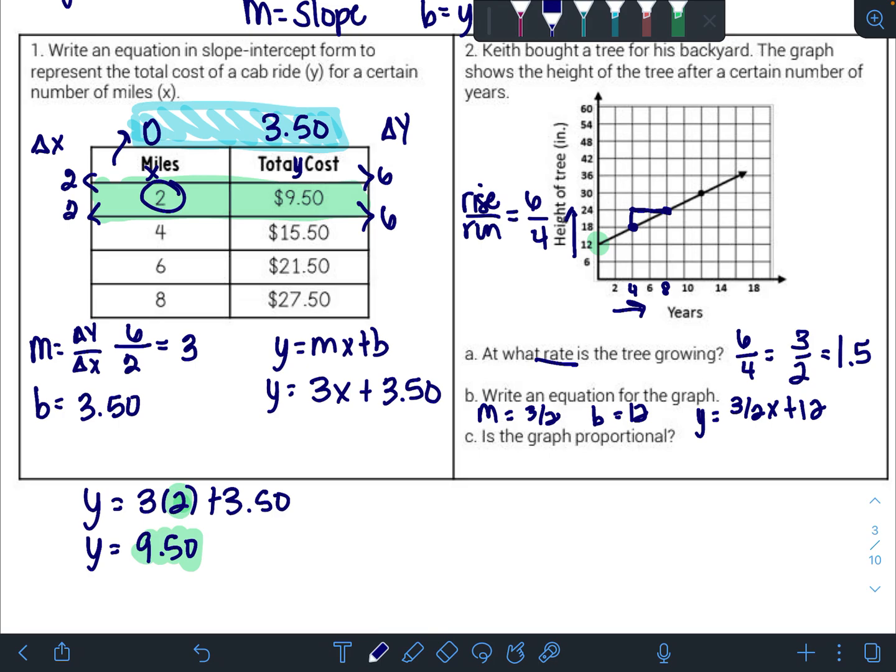And then it says, is the graph proportional? So remember, don't get proportionality and functions confused. Functions are just determining if my x's repeat. Proportionality means that the graph has to go through the origin and it has to be a straight line. And since this is hitting the y-axis at 12, it is not going through the origin. So this graph is not proportional because it does not go through the origin. Now, it is linear, but it has to meet both criteria.